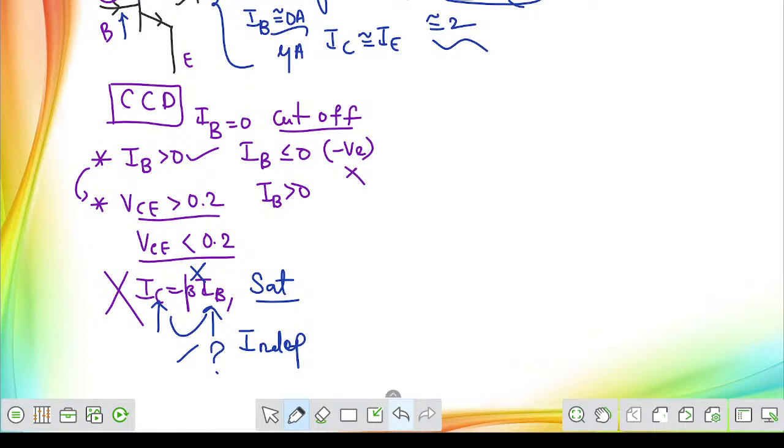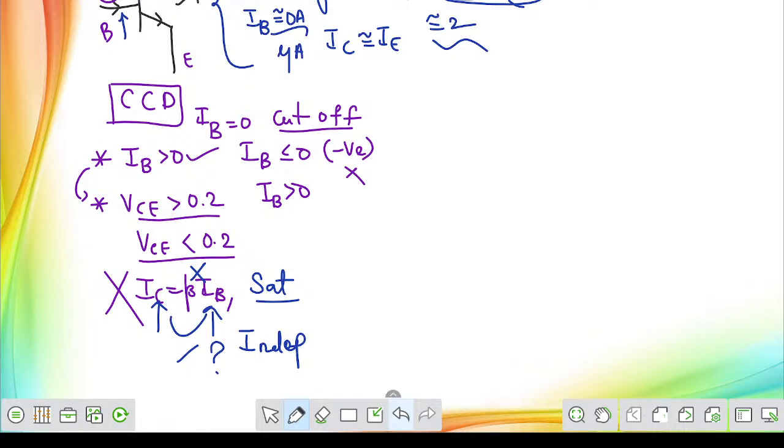In the saturation region, the circuit is saturated. You should not drive the circuit beyond that point. So once your circuit is saturated, then you should not use this relation. Then your answer must be that collector and base currents are independent of each other. You should not use this relation. Remember this.